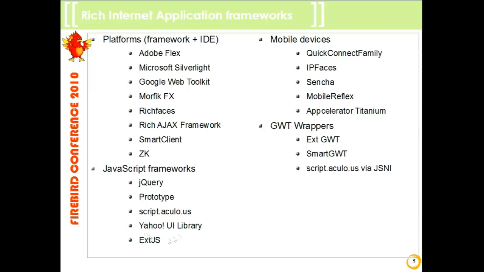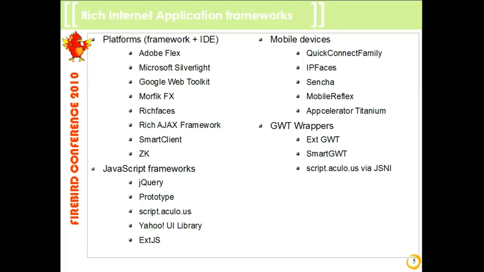At the same time, quite a lot of JavaScript frameworks evolved, like the already mentioned jQuery, the Prototype part, the Yahoo user interface library as well, and the ExtJS component library. These JavaScript libraries also obtained their so-called GWT wrappers, which embed the JavaScript library's code and provide it as a components library to the Google Web Toolkit.